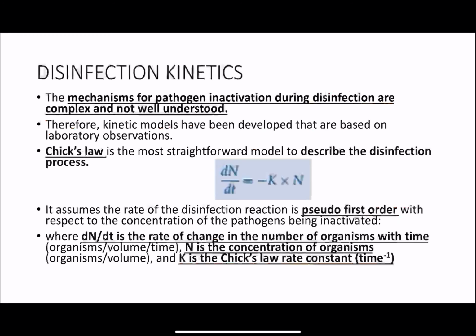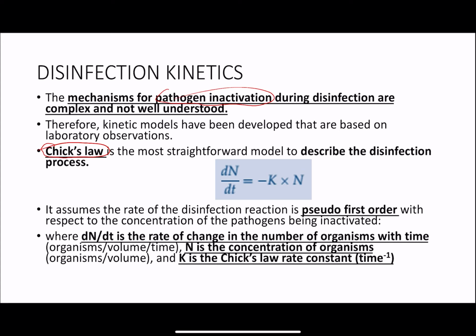Let's look at kinetics. Since we are engineers, we have to also include the models, how to model disinfection kinetics. Of course, the mechanisms for pathogen inactivation during disinfection are complex and still not well understood. Therefore, we have to do kinetic modeling that we developed and are based on, of course, experiments in the lab. The famous straightforward model to describe the disinfection process is called Chick's law.